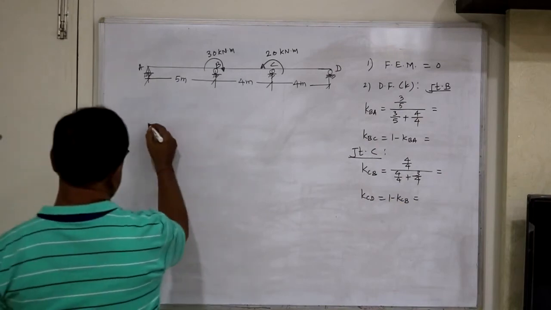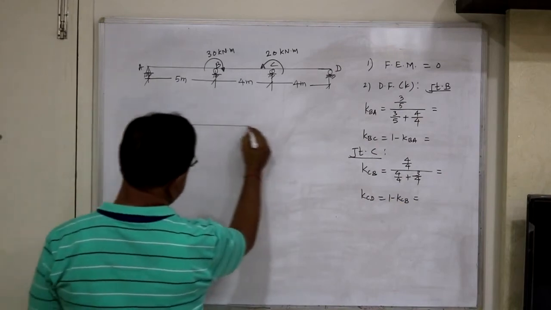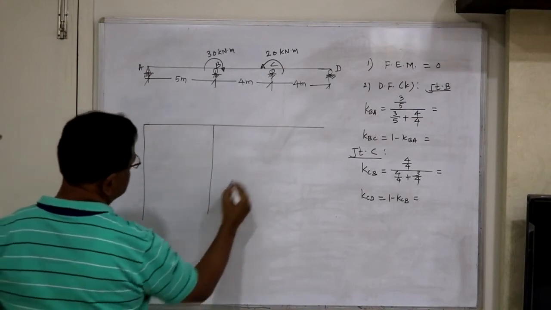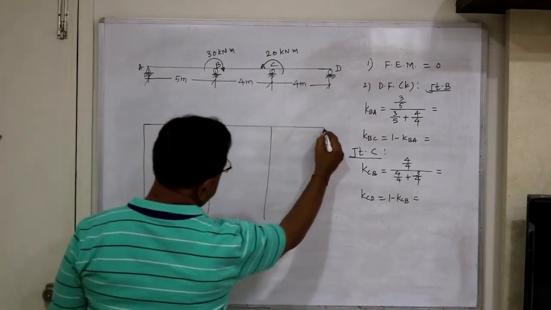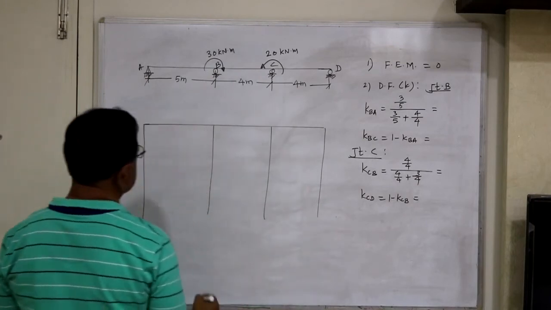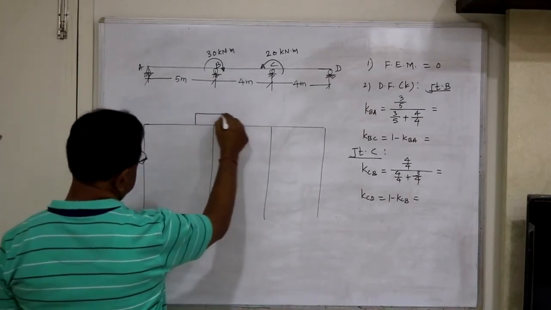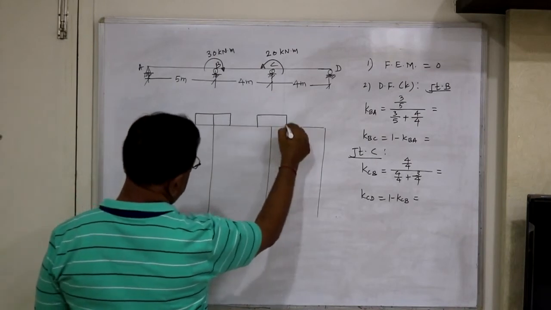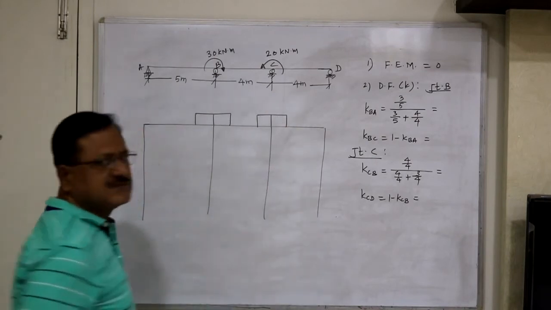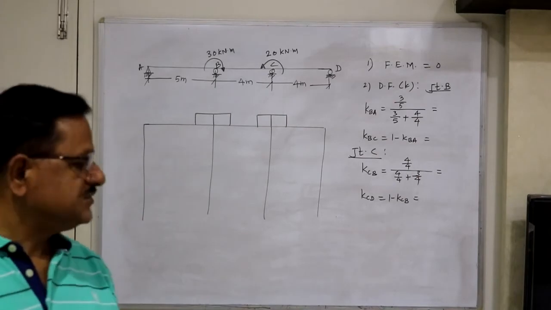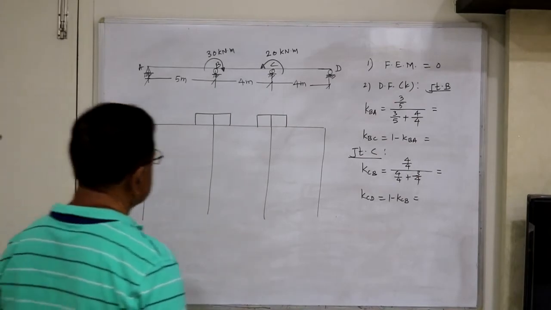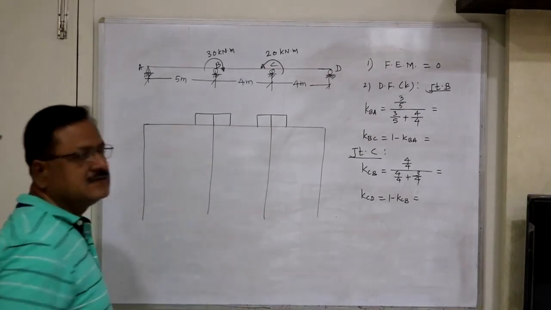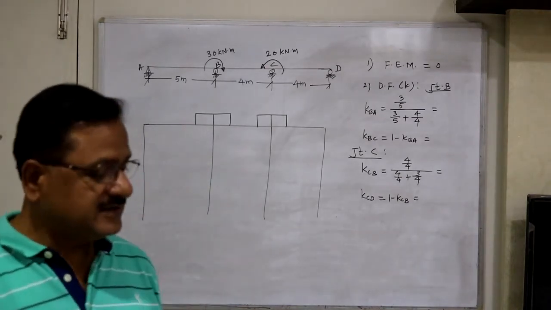And now let's prepare the moment distribution table. Only how to begin is important. The rest of the procedure is the same. There is no change at all. So here we have to write down the distribution factors. Write down the distribution factors calculated here, and directly you start distributing the moment.